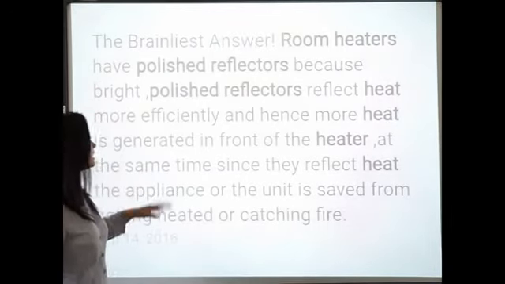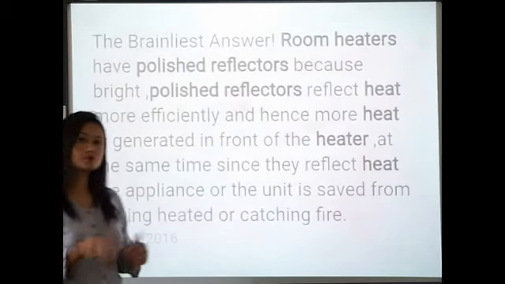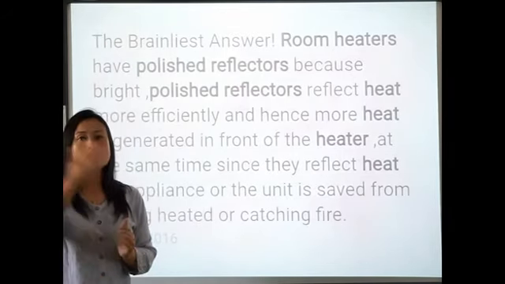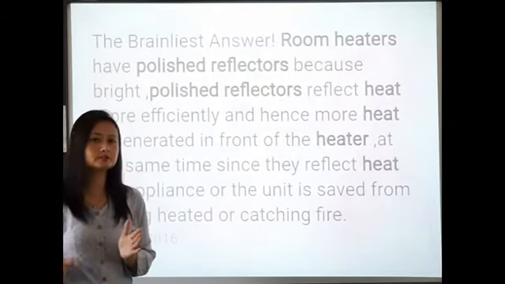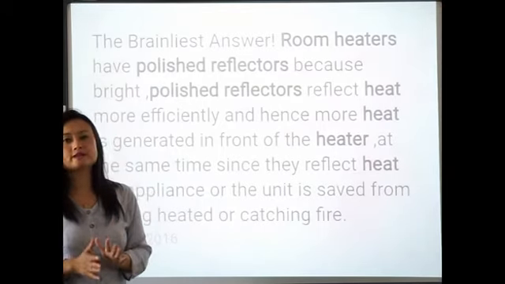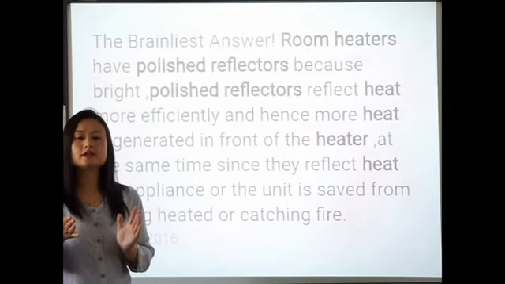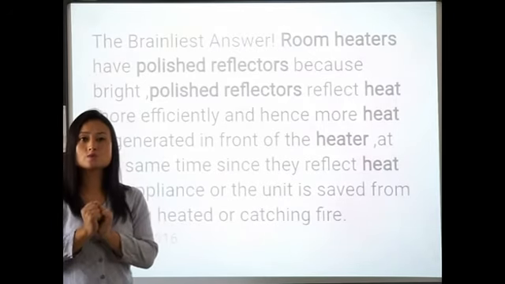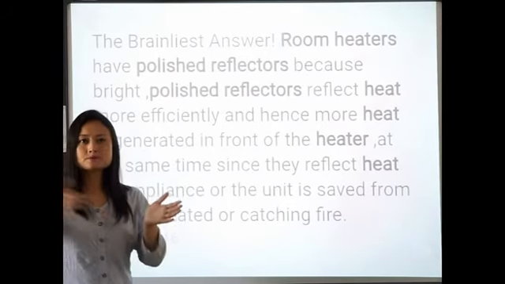Okay, another one is room heaters have polished reflectors. You've seen those room heaters, they have the silver surface inside, isn't it? If you have noticed or not, they always have that silver surface inside. Why do they have silver? It is because silver is a good reflector of heat. Now that silver color, the light color, will reflect the heat, and thus the heat will be transmitted to the room. It will not absorb the heat, but reflect it back. So when it reflects back, it comes to the room.